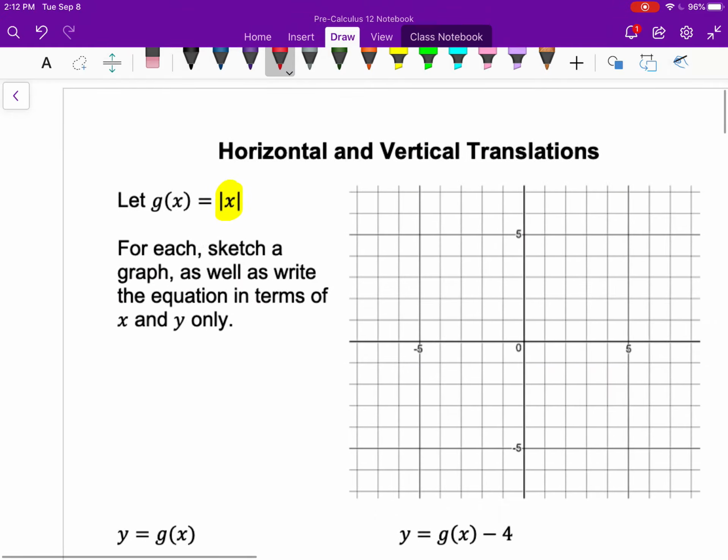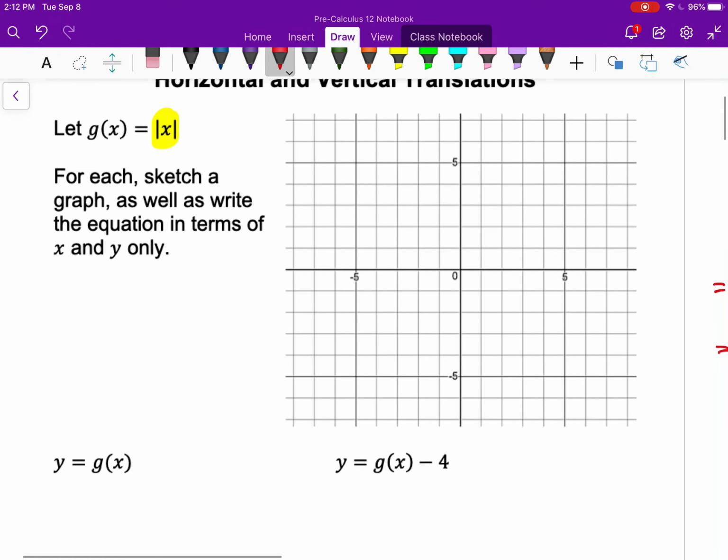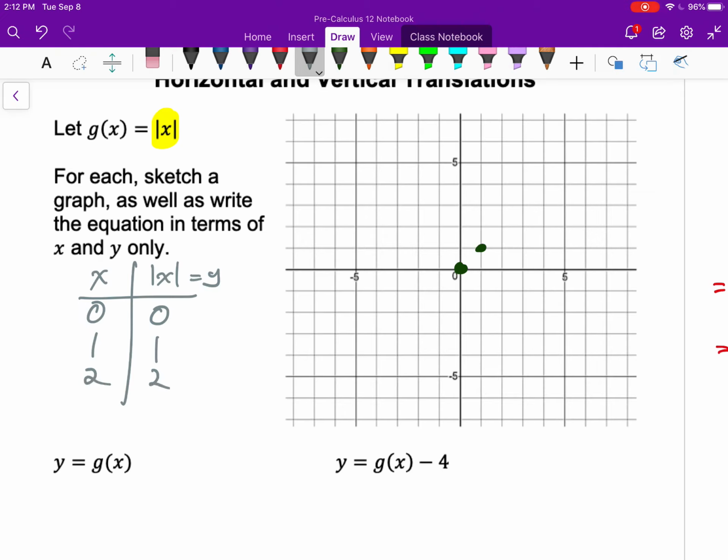Okay, so what does the graph of this look like? What's the graph of the absolute value of x look like? Well, anytime you're not sure what a graph of something looks like, it's not a bad idea to make a table. So x and absolute value of x, or y. Pick a number, 0. The absolute value of 0 is 0. So this graph will go through 0, 0. Okay, what about 1? The absolute value of 1 is 1. The absolute value of 2 is 2. And you get the idea. The absolute value of 3 is 3.